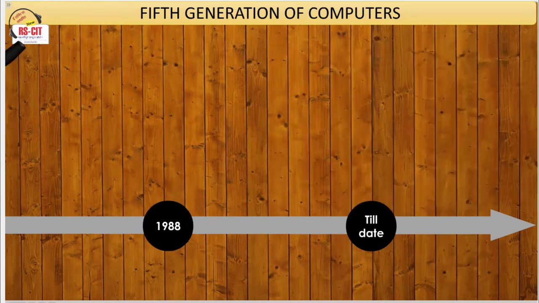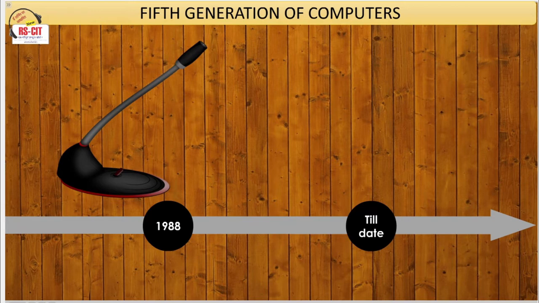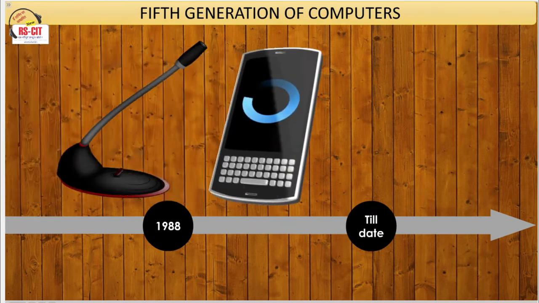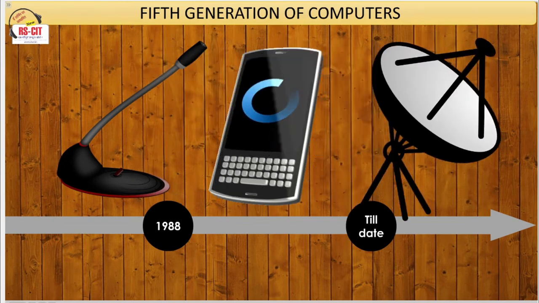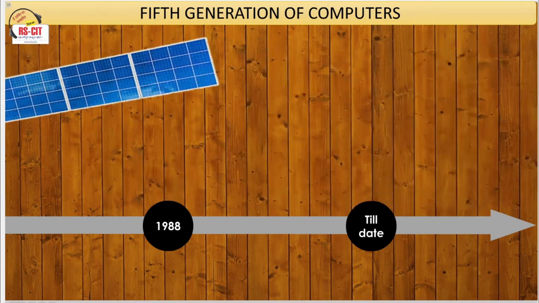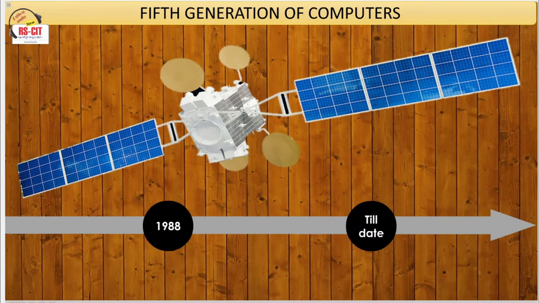Concepts like artificial intelligence, voice recognition, mobile communication, satellite communication, and signal data processing were introduced. Even machines like human brains were developed and more work is still going on these new innovations. High-level languages like Java, VB, and .NET framework were introduced in this generation.